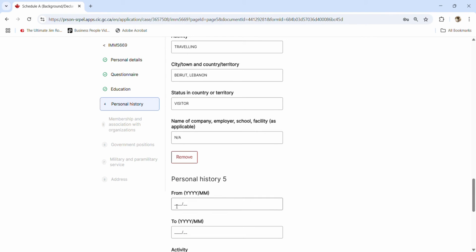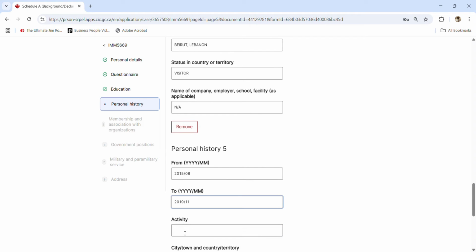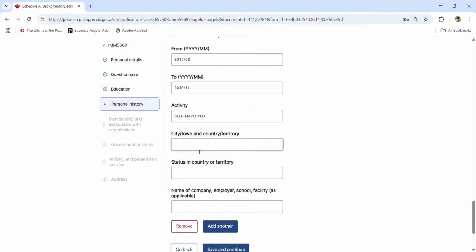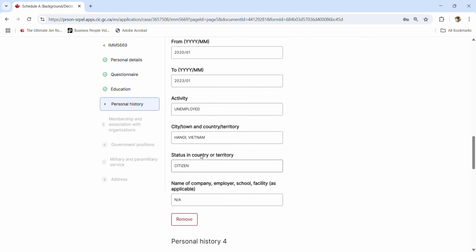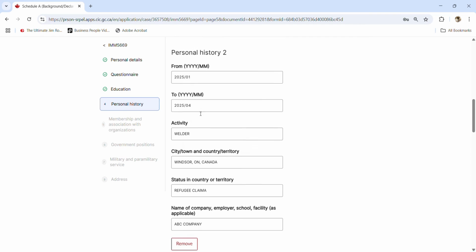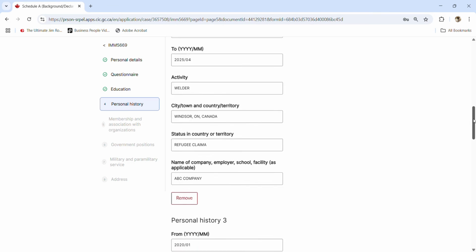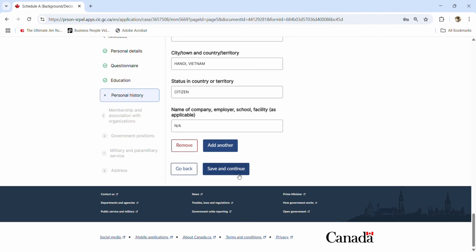So personal history number 5, let's say from 2015 June until 2019 November. And then self-employed in the city, Hanoi, Vietnam. Status, you are citizen. Name, not applicable. Okay, so it is from June 2015 until now, that is 2025 already. Okay, so it makes up 10 years already, so it's all good. And then you can save and continue. All right.